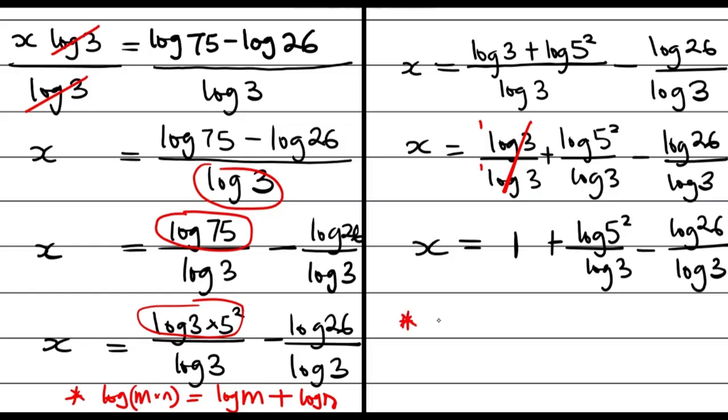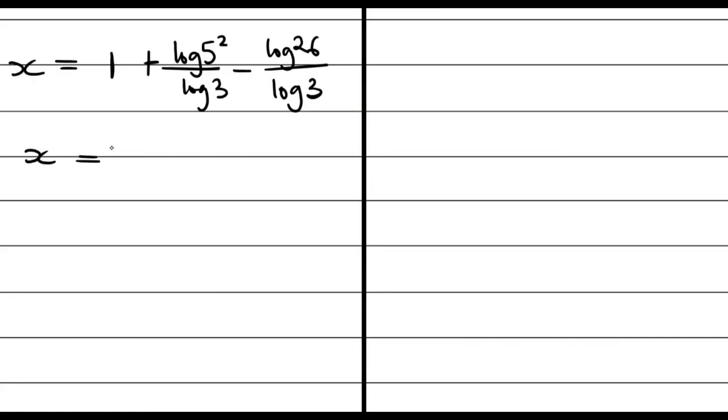In order to make this simpler, I apply this logarithm rule that says when I have log of n over log of m, this can be written as log of n to the base m. Therefore, this is going to become the base, and this is going to become the base. If we apply the rule, we're going to have x equals 1 plus log of 5 raised to the power of 2 to base 3, minus log of 26 to base 3.